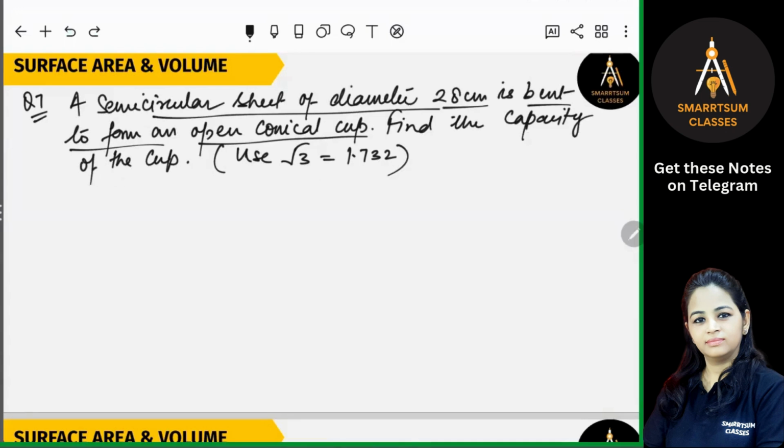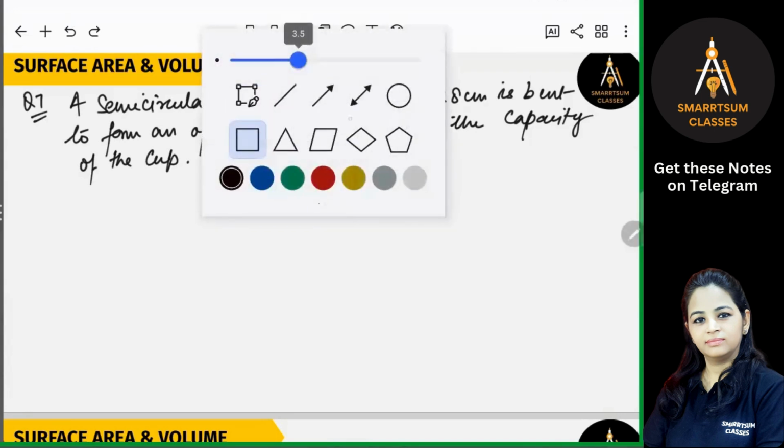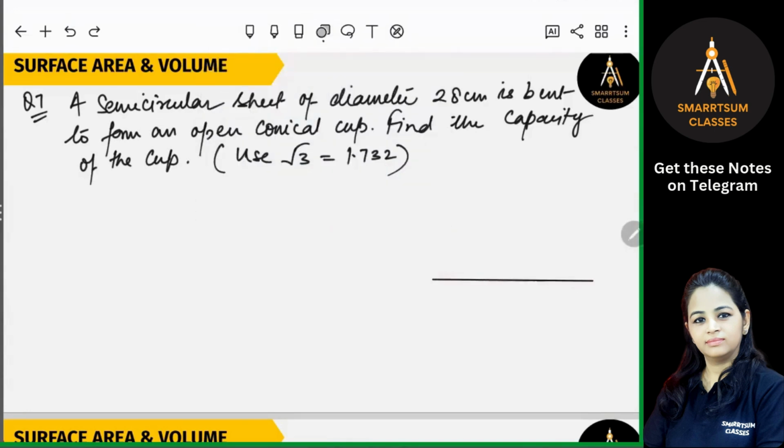Right? So what is given here? So let's first understand this. There is a semicircular sheet, right? The sheet is semicircular. What does it mean? What is the shape of the sheet which is given? It is semicircular. So let's draw a semicircular figure here, right?